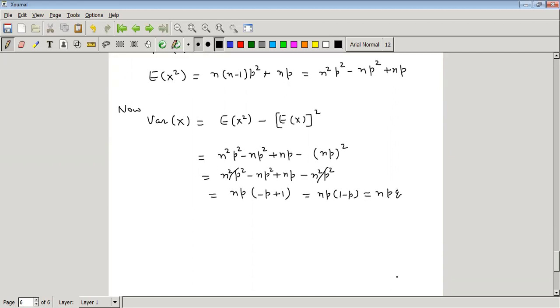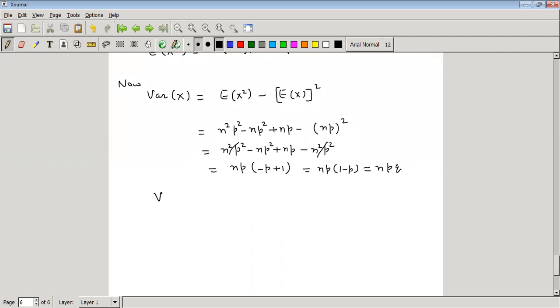So variance of x, the variance of binomial distribution, is equal to npq. So this is how we can prove that the variance of a binomial distribution is npq and mean is np.